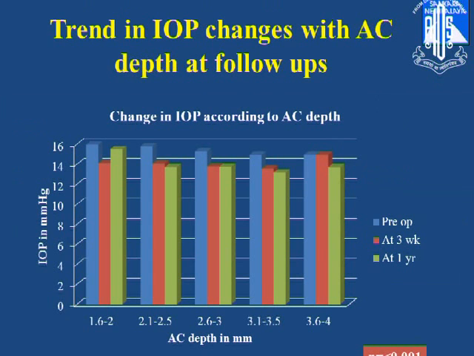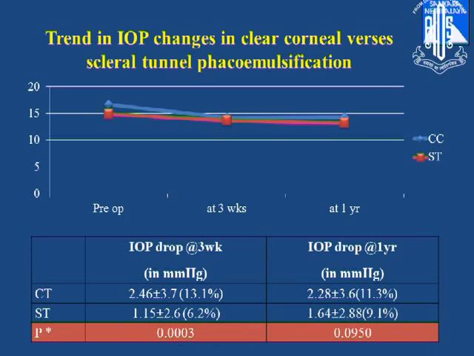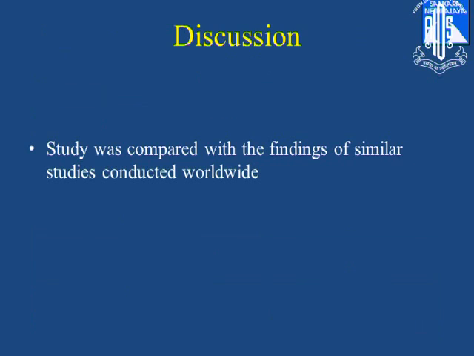Our study showed that the pre-op anterior chamber depth, as it decreased, the drop in IOP was more. Our study also showed that the clear corneal phacoemulsification had a significantly more drop than scleral tunnel phacoemulsification. Our study was compared with findings of similar studies conducted worldwide.